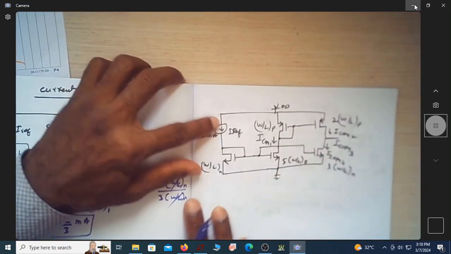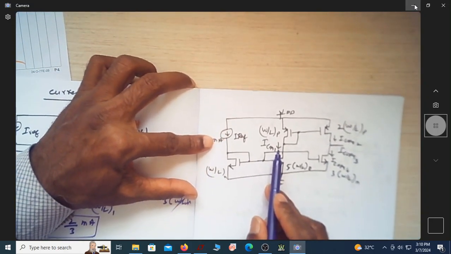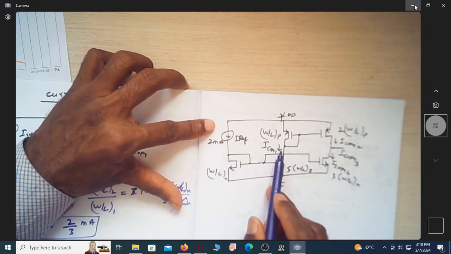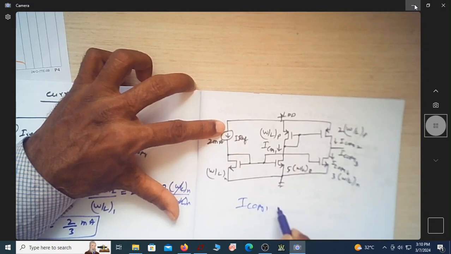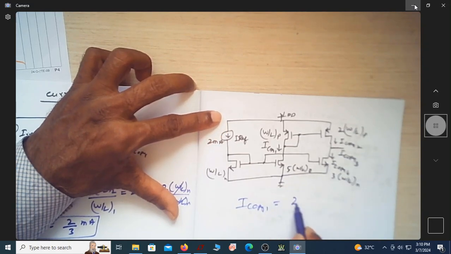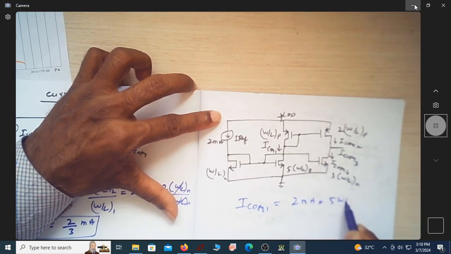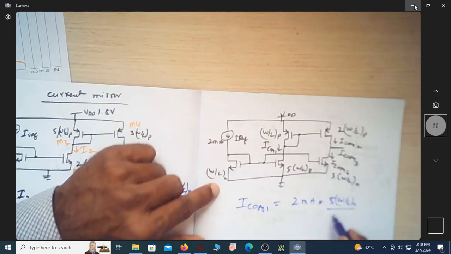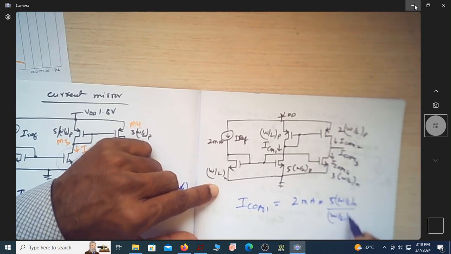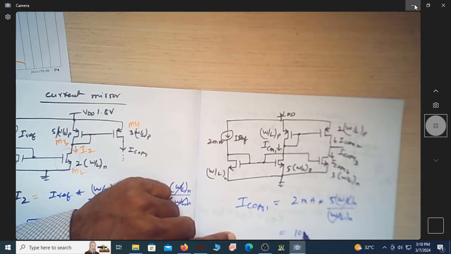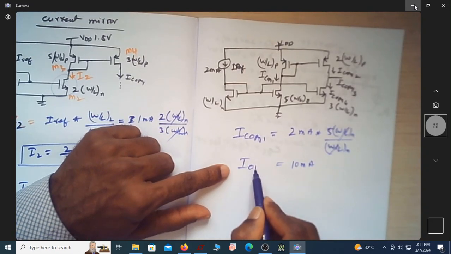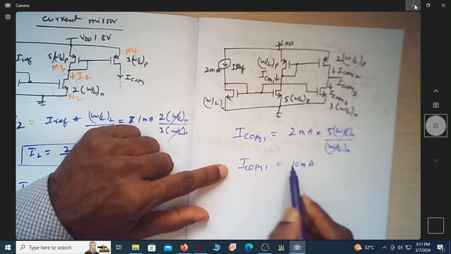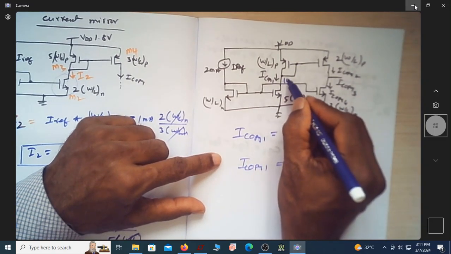Let us see what this current is. What is I copy 1? If this is 2 milliampere, I copy 1 is equal to 2 milliampere multiplied by 5 W by L of N by W by L of N. So this goes, and is it not 10 milliampere? I copy 1 is equal to 10 milliampere.